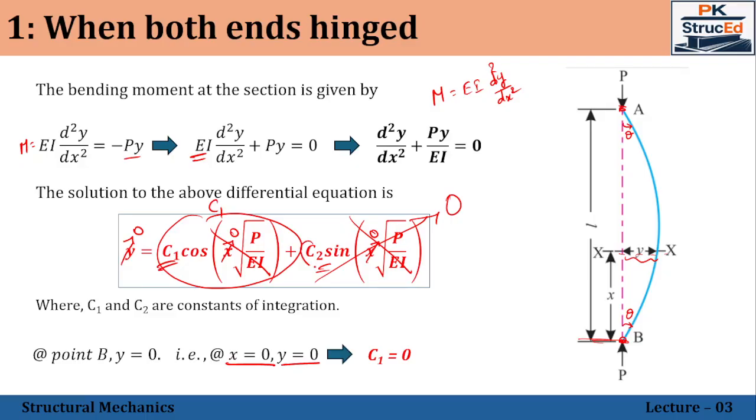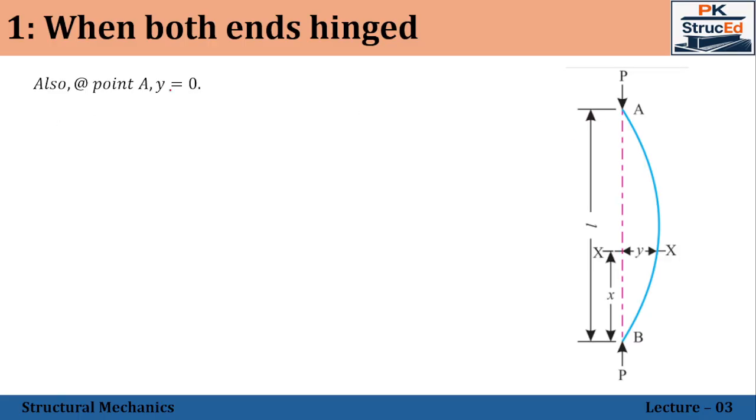Next, I need to find the C2 value. So for finding the C2 value, I am going with the second boundary condition, that is at this point also the deflection is 0. That is at the point A. So also at point A, y is equal to 0. That is, now the distance of x from the point B is L. So at x is equal to L, y is equal to 0.